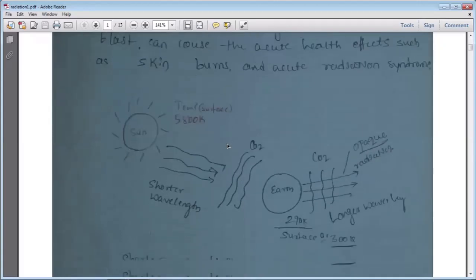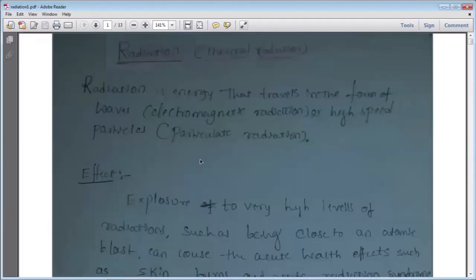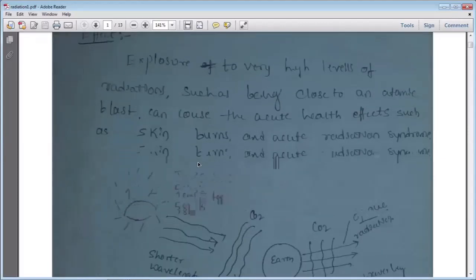Let me discuss what radiation is. Radiation is energy that travels in the form of waves. It may be electromagnetic waves or high-speed particles. That is called radiation.